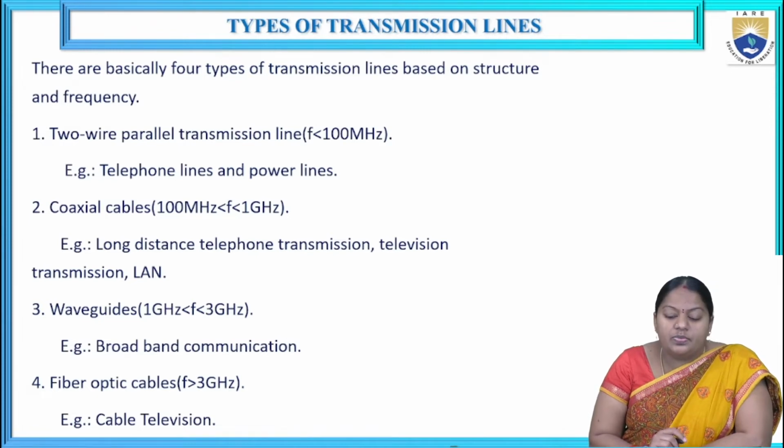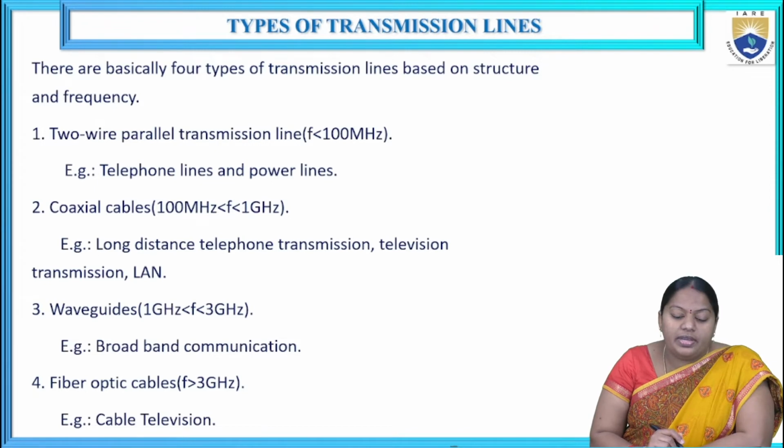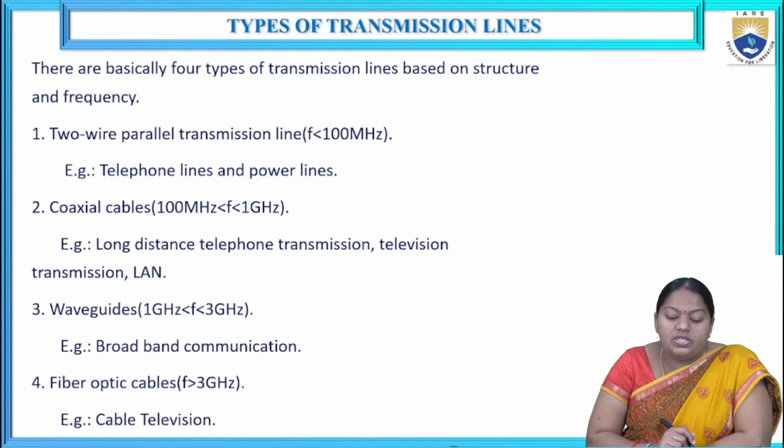Now coming to the different types of transmission lines. Depending upon the frequency ranges, there are different types of transmission lines available. There are basically 4 types of transmission lines based on structure and frequency. Depending upon the frequency and the structure of a transmission line, there are 4 types.